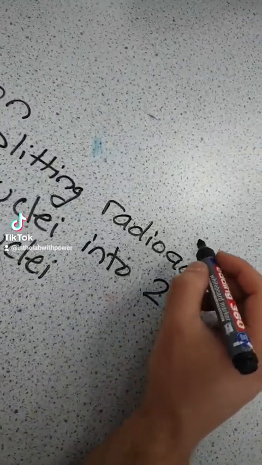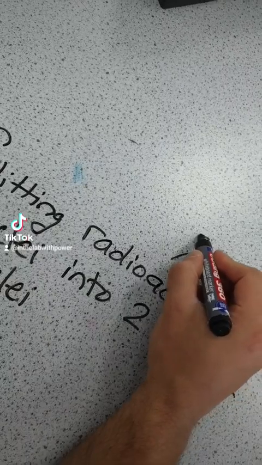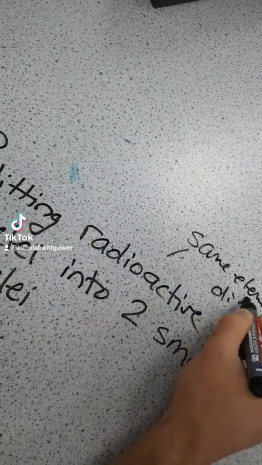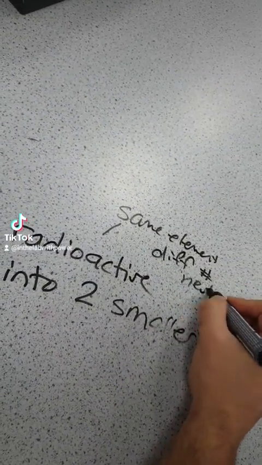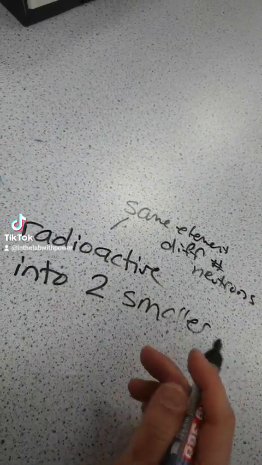Now, when we say radioactive, what that means is that they are radioactive isotopes. So they are the same element, but they have a different number of neutrons. So that's what an isotope is. It's an atom of the same element, but it has a different number of neutrons.